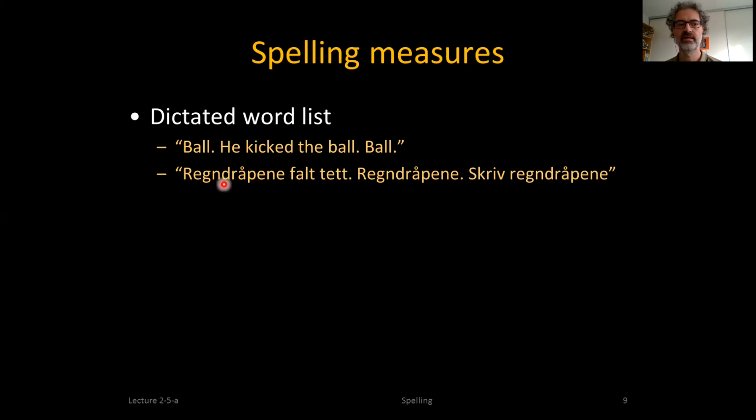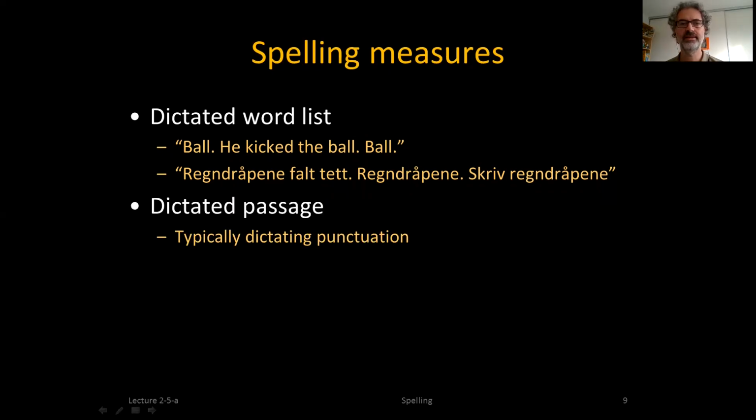And here is an example from a Norwegian test. Instead of dictating isolated words, each of which is specifically chosen, one may dictate an entire passage. In this kind of test, the examiner typically dictates punctuation, for example, when there are full stops, question marks, and so on.